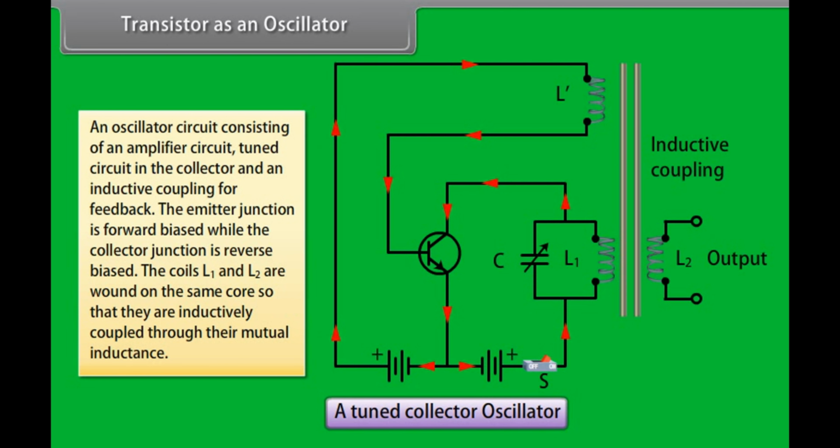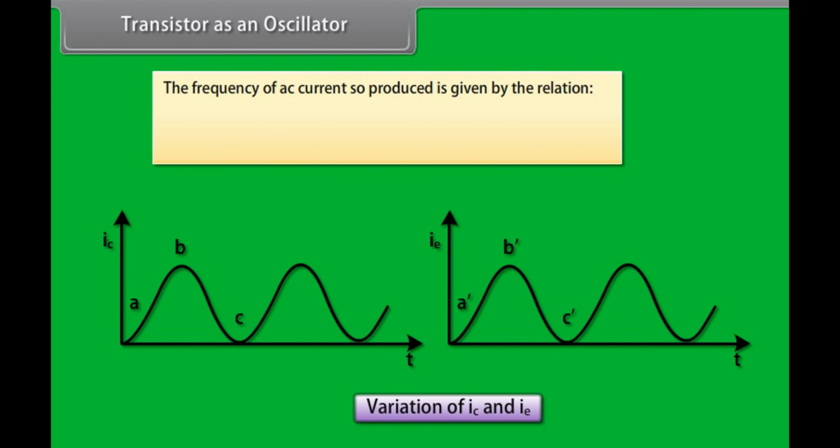On reaching saturation, collector current stops varying, hence induced EMF in coil L vanishes. The frequency of AC current so produced is given by the relation f is equal to 1 upon 2 pi multiplied by 1 upon under root LC.